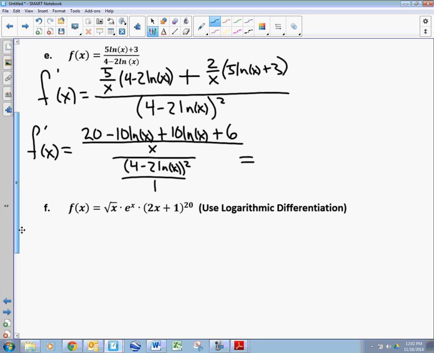All right, what cancels? These go away. What do you have in the numerator? 26. With all due respect, my speed is 100% appropriate as long as everybody zips their mouth. So, what is in the denominator when you multiply by the reciprocal? X times 4 minus 2 natural log of x quantity squared. That's the derivative.